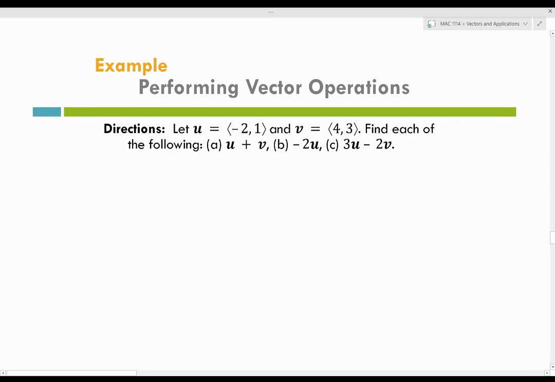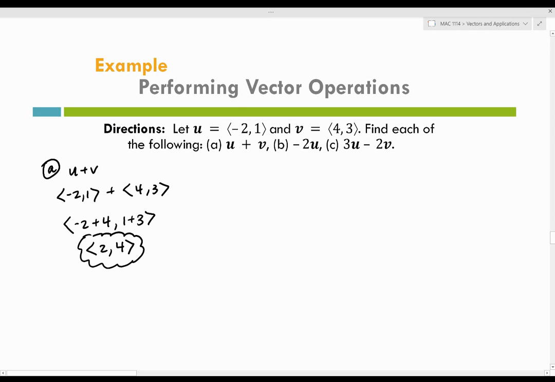All right, so let's take a look at A first. A wants us to add u plus v. When we add vectors together, we add their horizontal and vertical components. So I'm going to write these vectors using those. u is -2, 1, and v is 4, 3. When I add them, I'm going to add their horizontal components, which would be -2 plus 4, and vertical components, which is 1 plus 3. And then I will simplify. -2 plus 4 is 2, and 1 plus 3 is 4. So this would be my new vector.